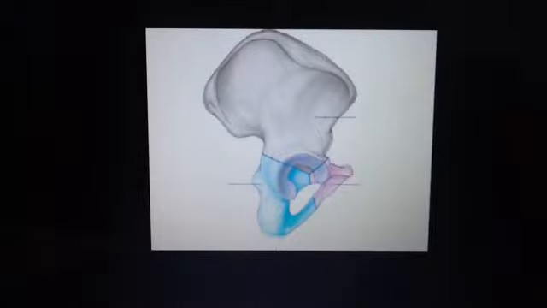Where's the ilium? The ilium is here. Where is the pubis? This is the pubis. And where is the ischium? There is the ischium. Okay, let's move on.